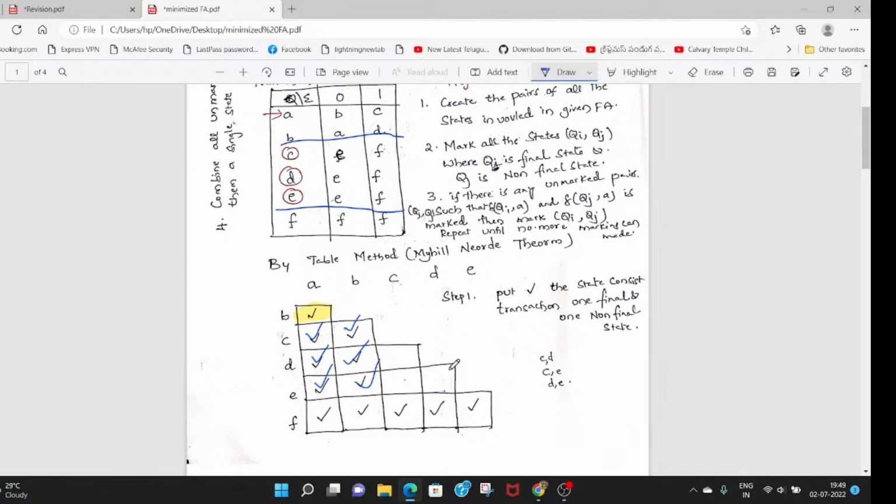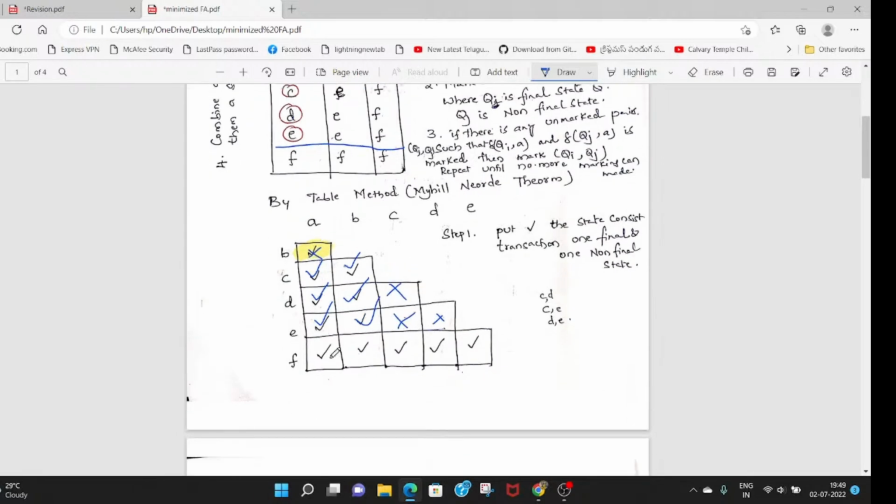And after that, I have the states D and E. So D and E, in the same situation, I cannot make it a tick mark. So now these are unticked for the initial state. And after that, I'll consider AF.